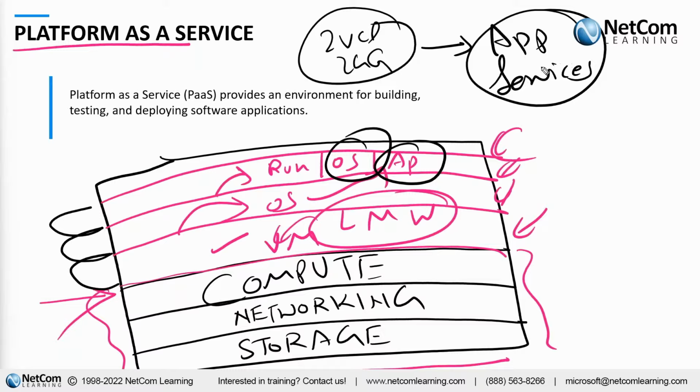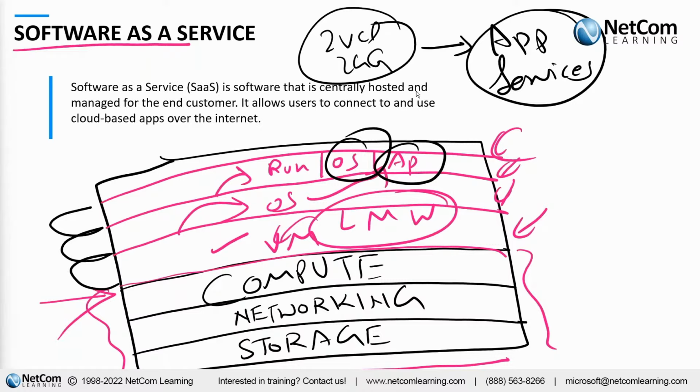And then, you can go into a completely SaaS model. SaaS is where your software is centrally hosted and managed for the end consumer, so it allows users to connect to and use the cloud-based application. Think about Gmail, I'm sure a lot of you have used it. That's a SaaS offering. Microsoft Office 365 is also a SaaS offering. SaaS is typically licensed through a monthly or annual subscription.